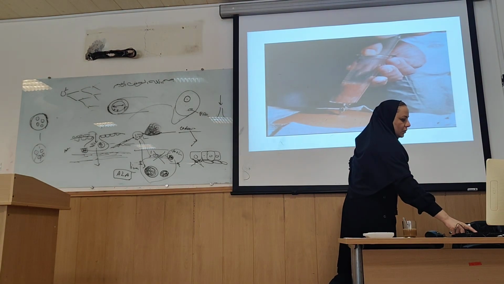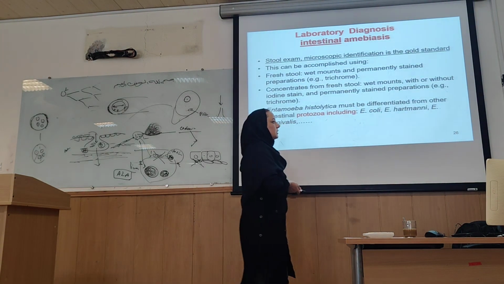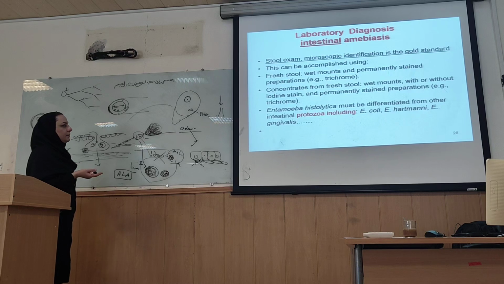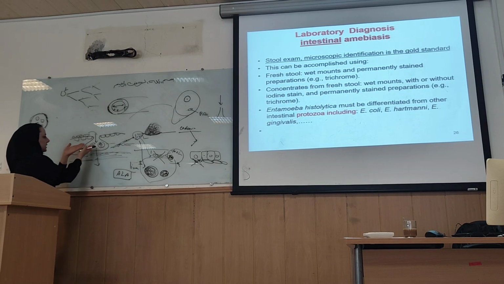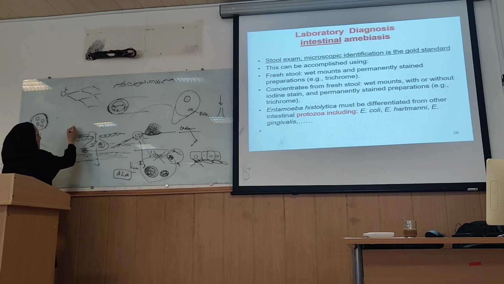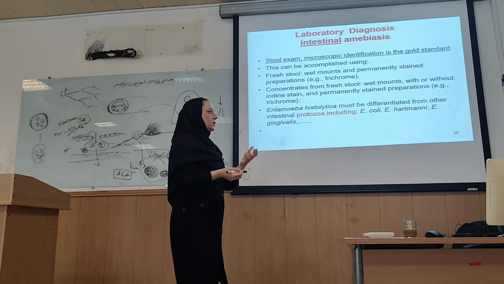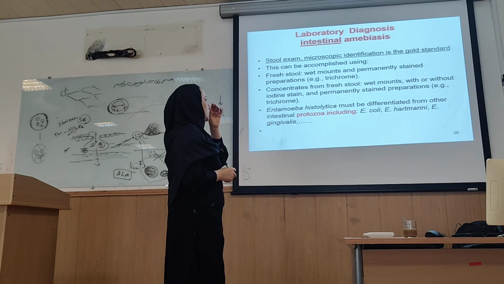So how can we diagnose this disease? In intestinal amoebiasis, the most important thing is a stool exam, because the amoeba is in the large intestine, and these amoeba spread to the stool. So with a stool exam, we can see these amoeba and RBC in the stool of the patient, and we can recognize that.